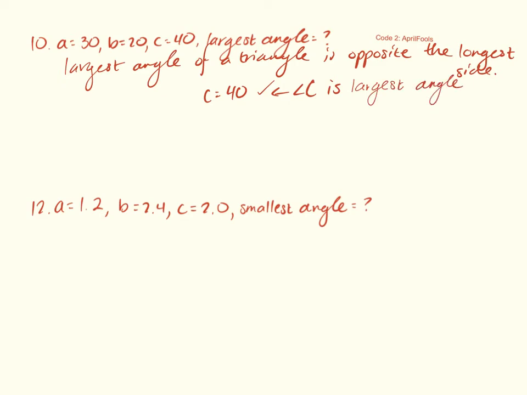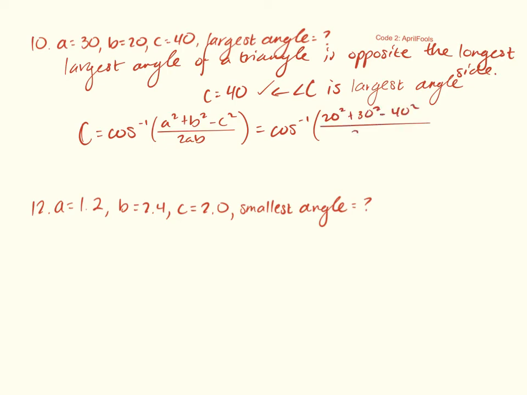So I'm going to use the formula from number 8 to solve for C. So C will be cosine inverse of A squared plus B squared minus C squared over 2AB. So this is going to be equal to cosine inverse of 20 squared plus 30 squared minus 40 squared over 2 times 20 times 30, which ends up becoming 104.5 degrees.